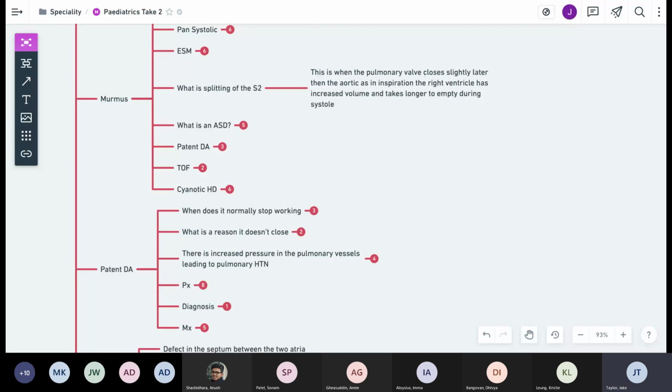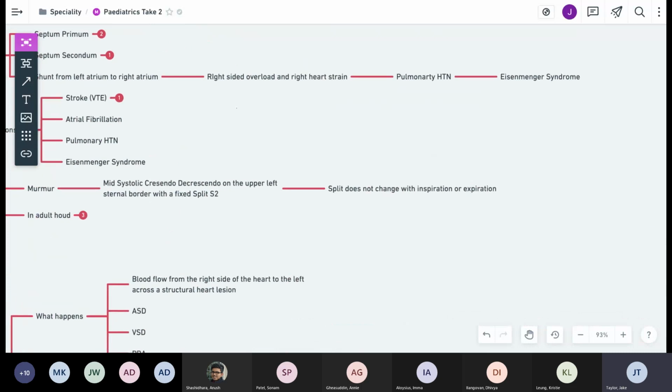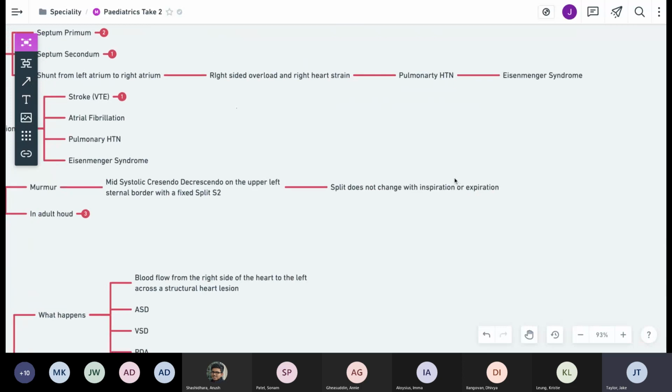But there's this fixed splitting of the S2 because there's this hole between the left atrium and the right atrium, which means that there's blood continuously going back into the right atrium once it's passed through. And that means that there's always going to be more blood on the right side than the left side, from the right vein and the left vein. So the pulmonary valve will always close later than the aortic valve. And that means that the splitting does not change with inspiration or expiration. That's what it means by fixed splitting.